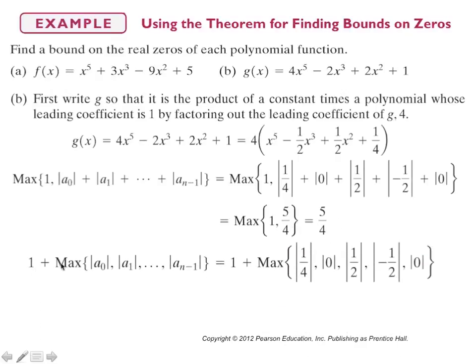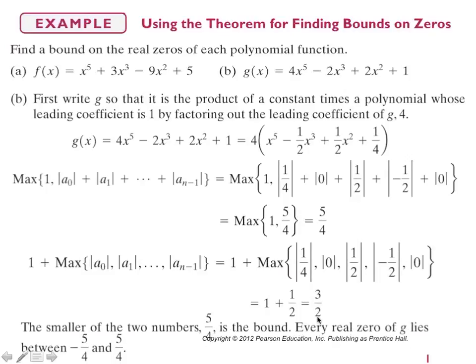Then we take 1 plus the maximum of all of our individual coefficients: 1/4, 0, 1/2, negative 1/2. The largest number there is 1/2, and 1 plus 1/2 gives us 3/2. We want to take the smaller of the two numbers, which in our case is 5/4, because 5/4 is smaller than 3/2. So what that tells us is that every real zero lies between negative 5/4 and positive 5/4.